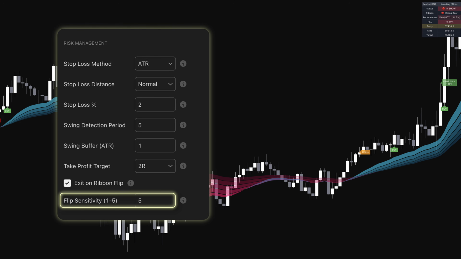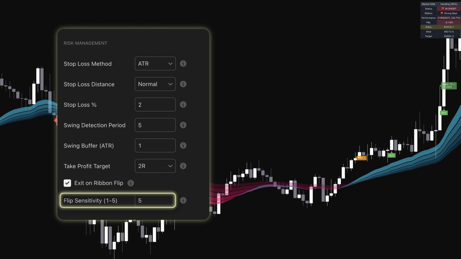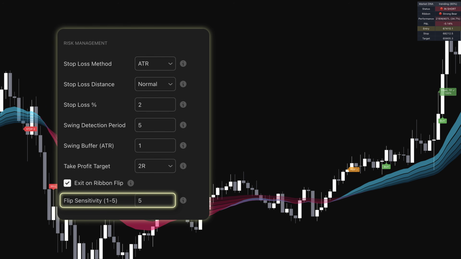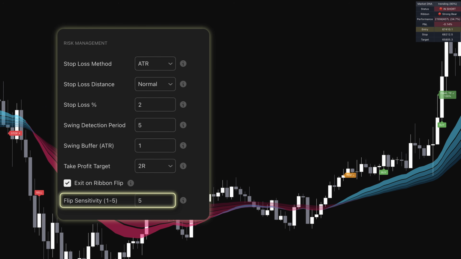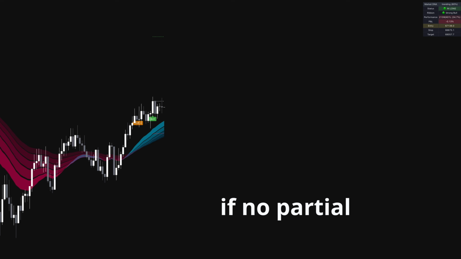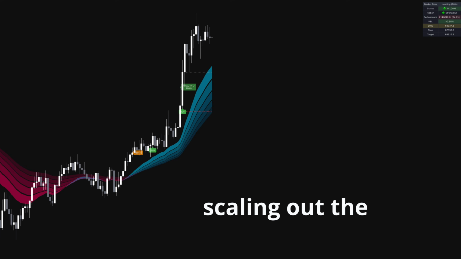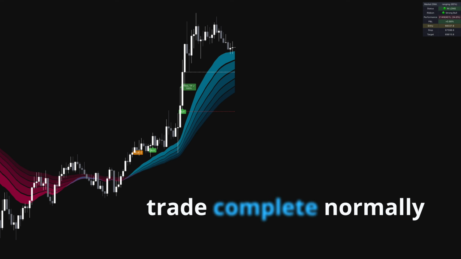Flip sensitivity controls how aggressive this is. Set to 5, all 5 ribbon clouds must flip before exit. Set to 1, it exits on the first sign of weakness. This only triggers if no partial take profits have been hit yet. If you're already in profit and scaling out, the indicator lets the trade complete normally.